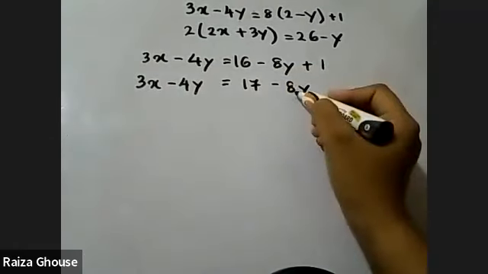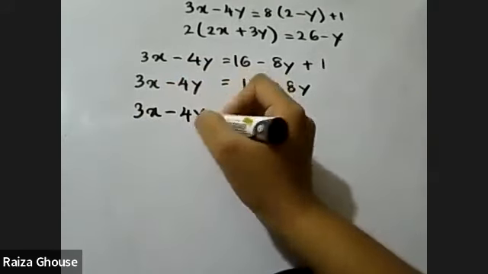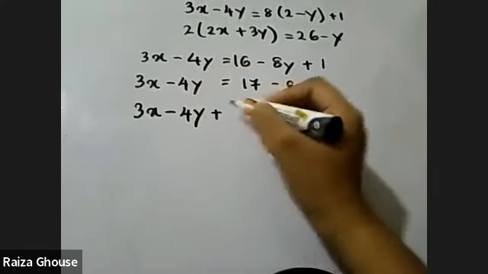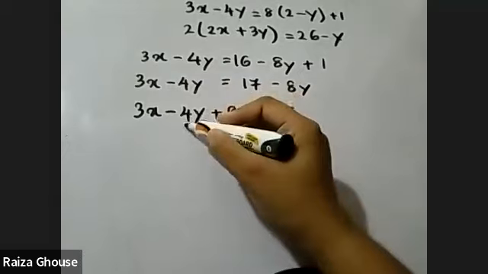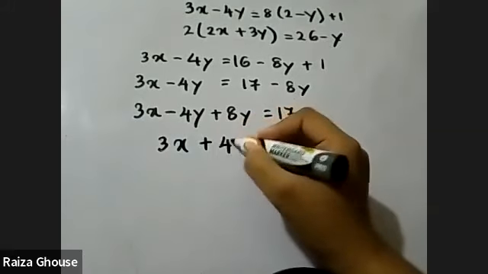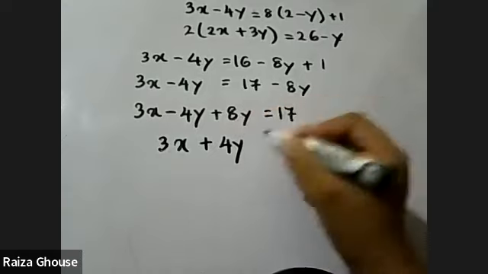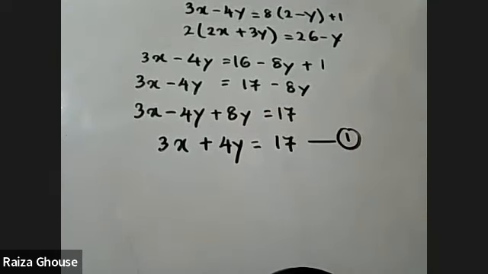Now, this one, after I have like terms, 3x minus 4y, and minus 8y should be here plus 8y. Now, minus 4y and plus 8y. How much is it, Sahdia? Plus 4y. Very good. Plus 4y, because the positive value is larger. So the answer should be positive. Now, this is your first equation.